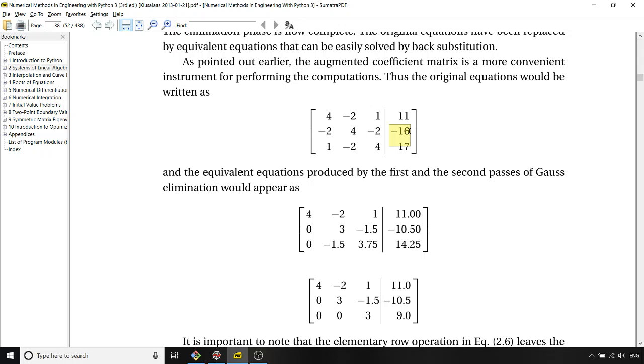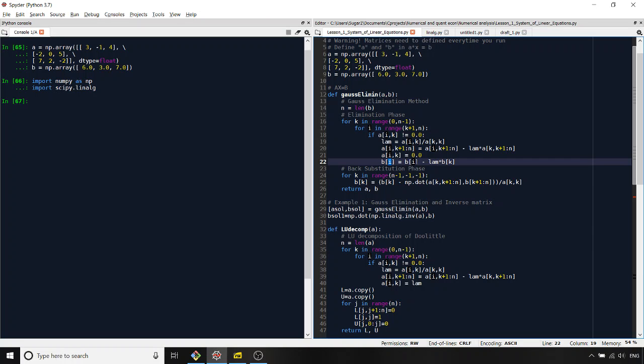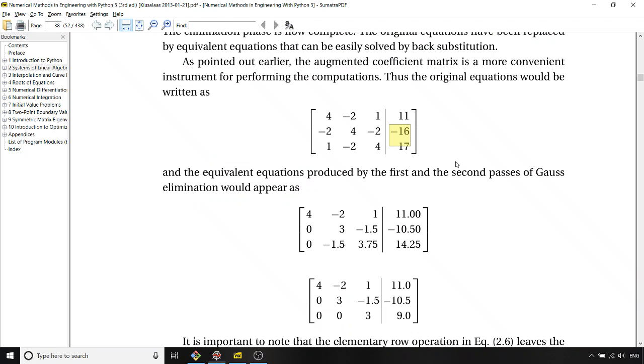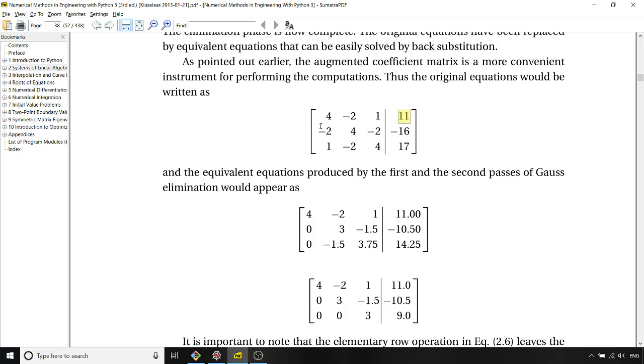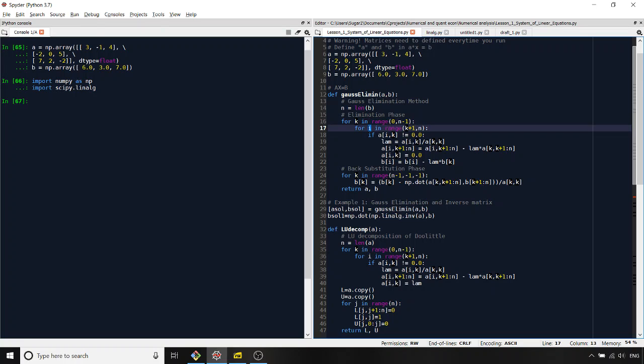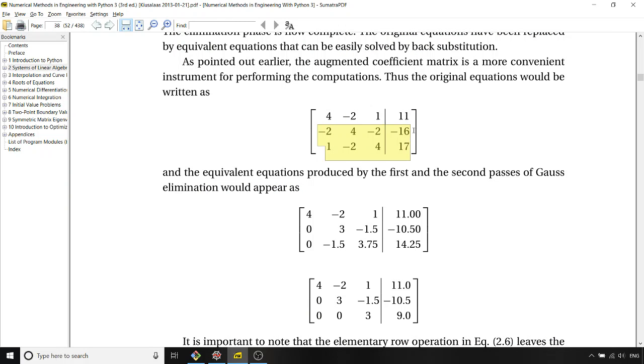So for this minus 16, we update it by subtracting from it this multiplier multiplied by this k element, or here 11, for example. So this is the first pass, when we are concerned with the first column element to be 0, and for i we just talked about the second row.